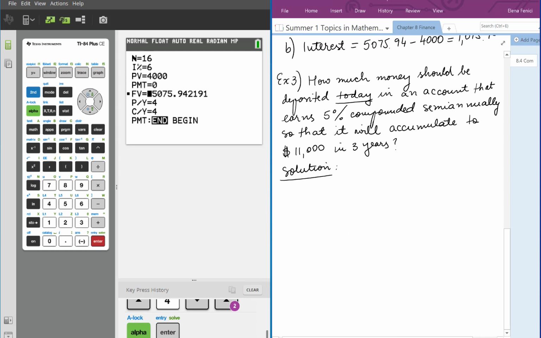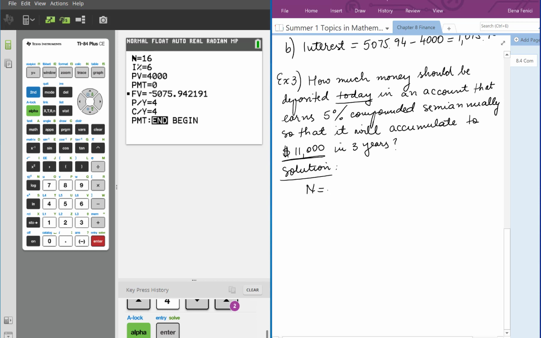Okay, example 3. How much money should be deposited today in an account that earns 5% compounded semi-annually so that it will accumulate to 11,000 in 3 years? Now, the reason why I chose this problem is because this time I do not know the present value, but I know the future value because I know that it will become 11,000 in 3 years. So how are we going to write this in the calculator?